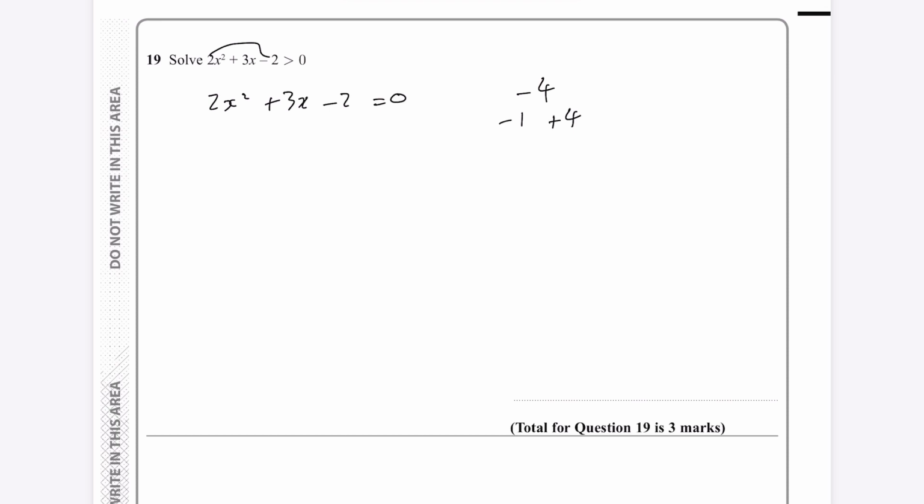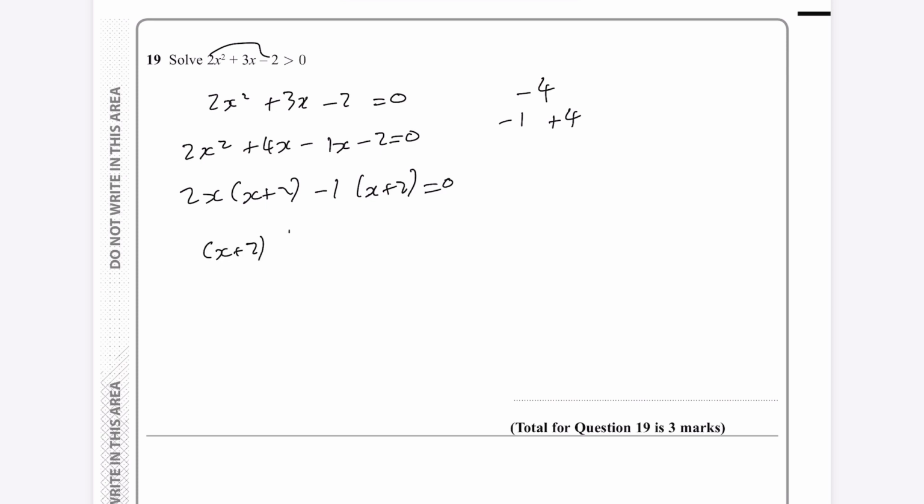So if you write that in here, that will become 2x squared plus 4x minus 1x minus 2 is equal to 0, which then becomes 2x bracket x plus 2, minus 1 bracket x plus 2, still equal to 0. So we are left with x plus 2 and 2x minus 1 is equal to 0 now. So in order for this to be 0, x is either going to equal minus 2 or x is going to equal 1 over 2.